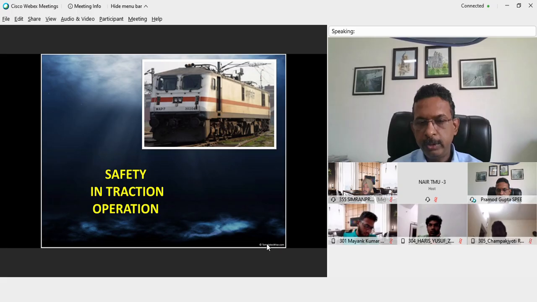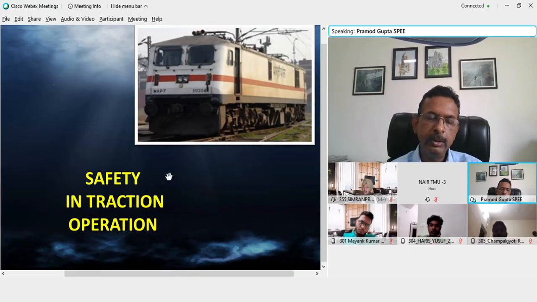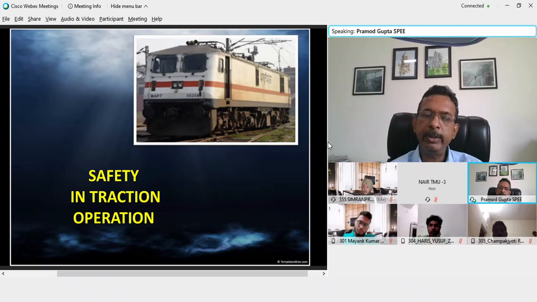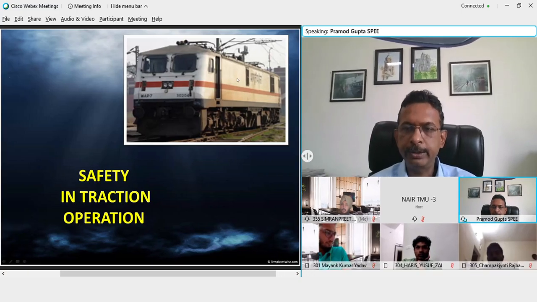Now let us talk about the second part of train operation. The first one was related to management of crew and loco. And the second important responsibility of the RO organization is to ensure safety during the operation of trains.